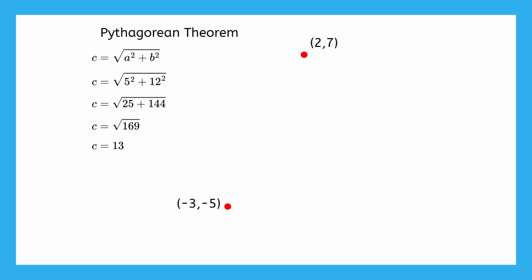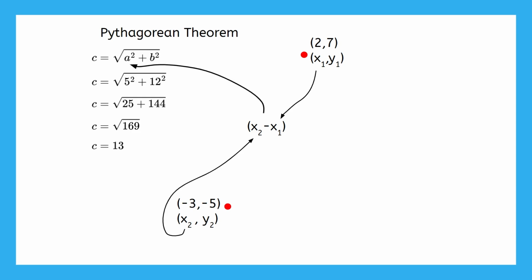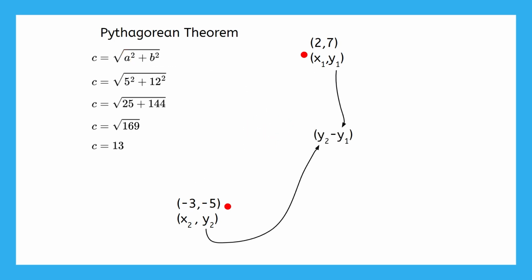Now, if we represent these points in a general way, we can make the distance formula. So let's call these points x1, y1, and x2, y2. Remember how I told you the order we subtract in didn't matter? Well, that's still true because we can switch where we label these points and still end up with the same answer. The difference between the x values is what we'll use to replace a in the Pythagorean theorem. And the difference between the y values is what we replaced b with.